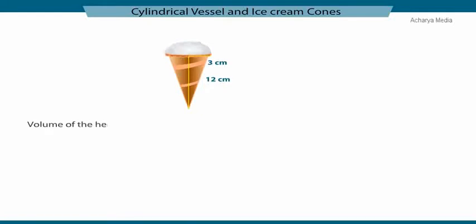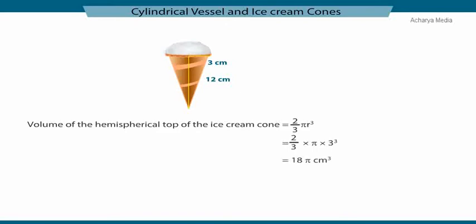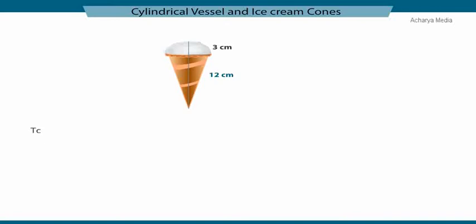Now, the volume of the hemispherical top of the ice cream cone is calculated using the formula 2 divided by 3 into pi r cube. On substituting the value of r, we get 2 divided by 3 into pi into 3 cubed, which is equal to 18 pi centimeter cube. Total volume of the ice cream cone is equal to 36 pi plus 18 pi centimeter cube, which is also equal to 54 pi centimeter cube.